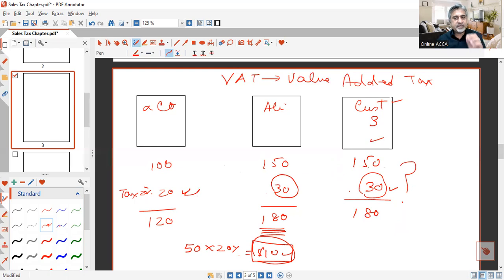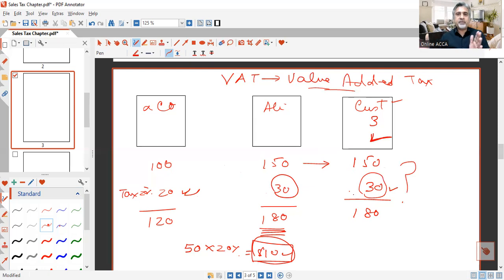So this link in the chain, the customer 3 or whatever, he will only pay the sales tax if the value is increased. It is called value added tax. There is no value which has been added. 150 and 150 is the same. So he's not going to pay any tax. So that's how it works.